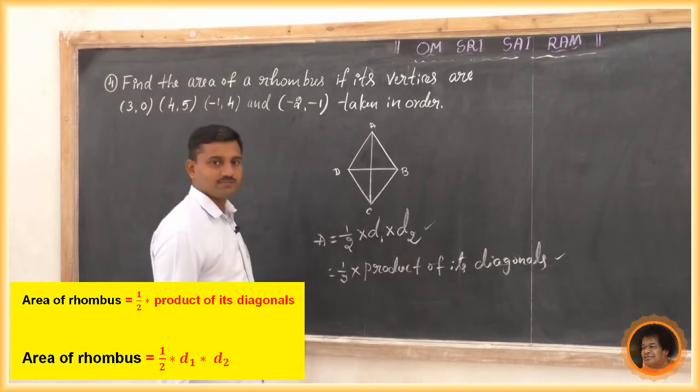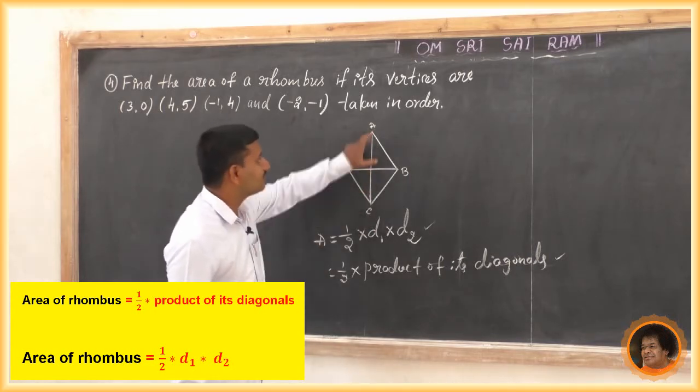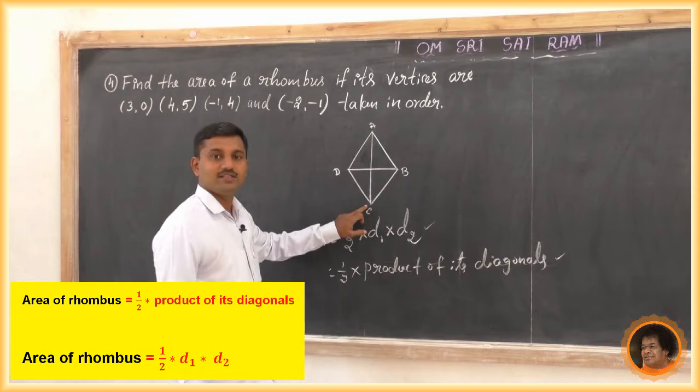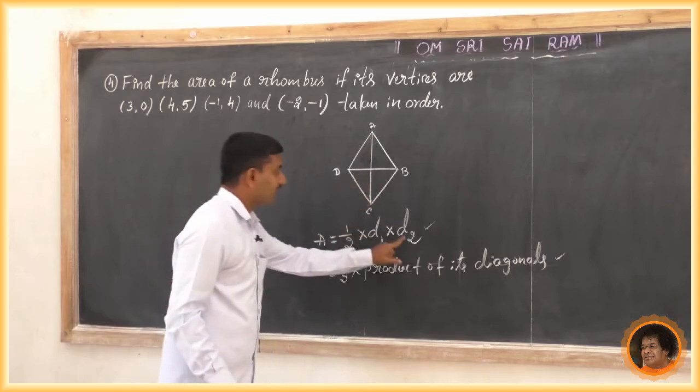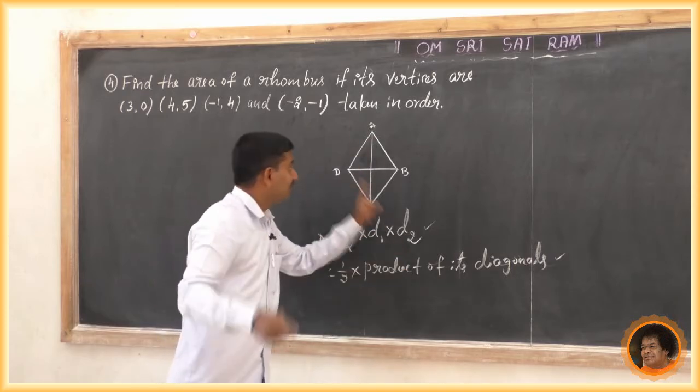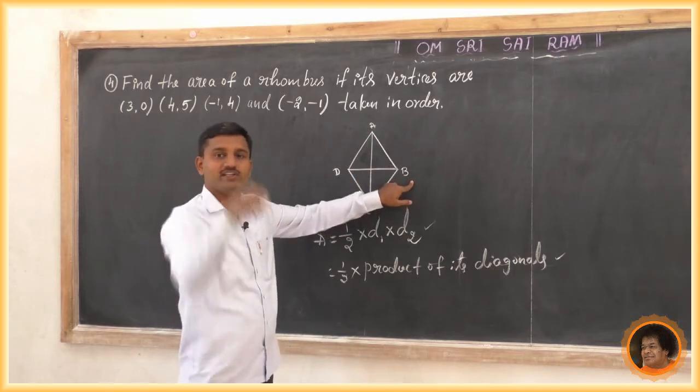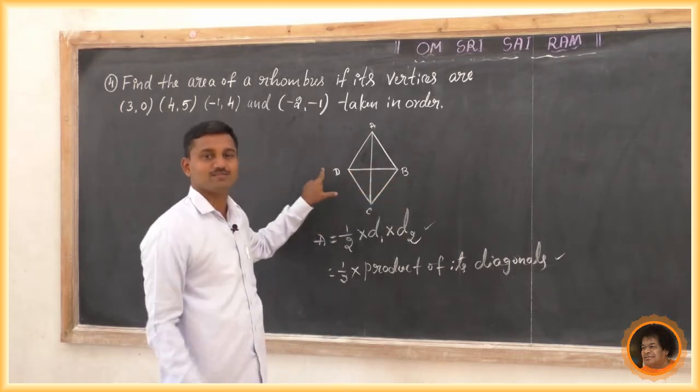Just think over it. AC means the distance between A and C. Next find D2, the second diagonal, which is the distance between B and D. How to find the distance? By using the distance formula.